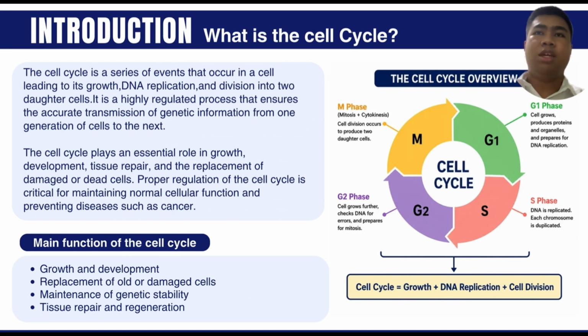the next. The cell cycle plays an essential role in growth, development, tissue repair, and the replacement of damaged or dead cells. Proper regulation of the cell cycle is critical for maintaining normal cellular function and preventing diseases such as cancer. Main functions of the cell cycle: growth and development, replacement of damaged cells, maintenance of genetic stability, tissue repair, and regeneration.